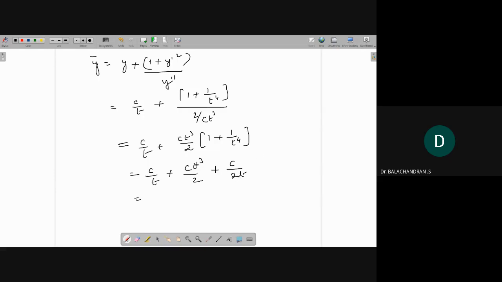I think you can add these two. You can take the first and last. If you take 2t LCM, then you have 2C plus C, so 3C by 2t plus C t cube divided by 2. So what is y bar? This is y bar. So y bar equal to, here also you can take C by 2 commonly.